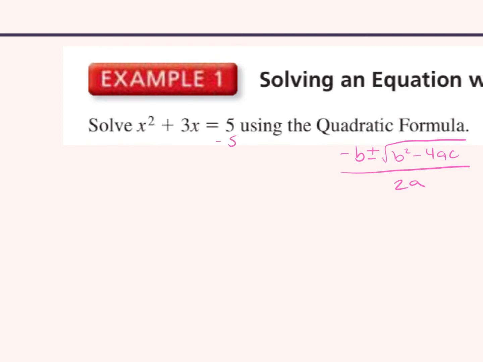So I'm going to move that 5 over to the left side by subtracting 5 on both sides. So it'll cancel out on the right. So I have x squared plus 3x minus 5 is equal to 0. Now that it's equal to 0, I have my a, b, and c. What's my a? So it's the coefficient in front of the x squared, which would be what? 1. So a is 1, b is 3, and c is negative 5.